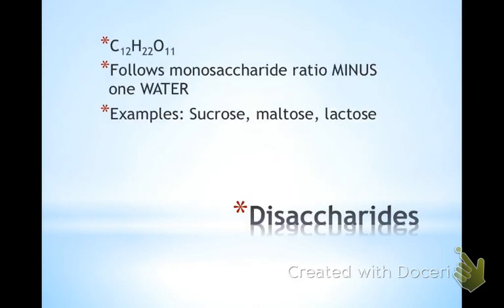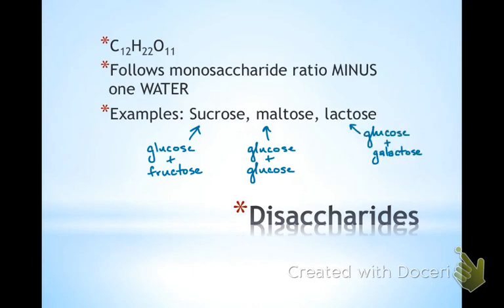Disaccharides are 2 simple sugars minus a water because it's gone through 1 condensation reaction. And all these examples involve glucose. So sucrose is glucose and fructose, maltose has 2 glucose, and lactose has a galactose with it.